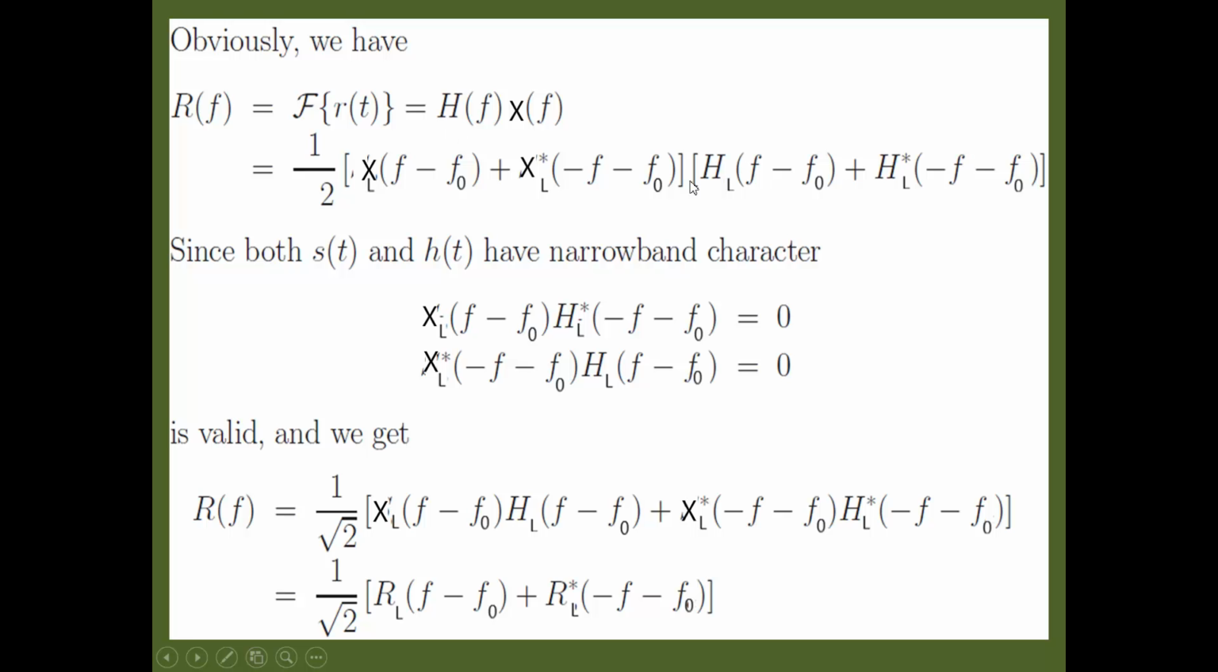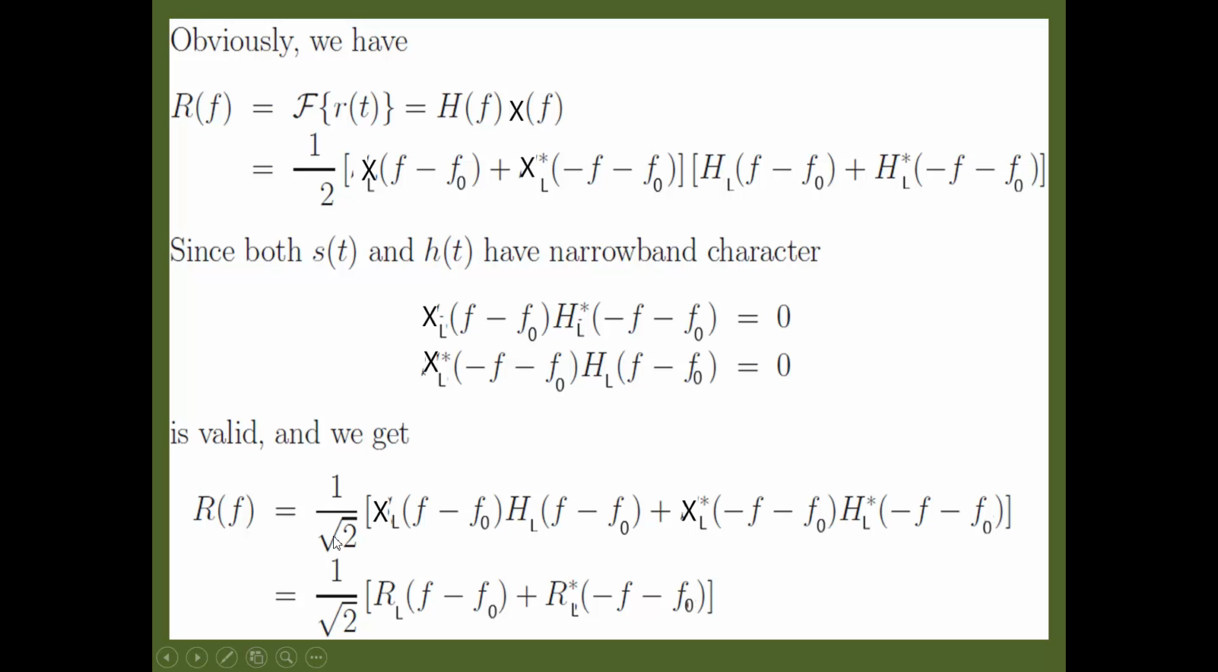Out of the 4 terms, for 2 terms which I have put here, XL(f - f0) HL*(-f - f0) and XL*(-f - f0) HL(f - f0), since ST and HT have narrow band character, this will be equal to 0. If you take the Fourier transform and represent it like this, since ST and HT are narrow band, these 2 terms can be approximated to be equal to 0. And we are left with this term.